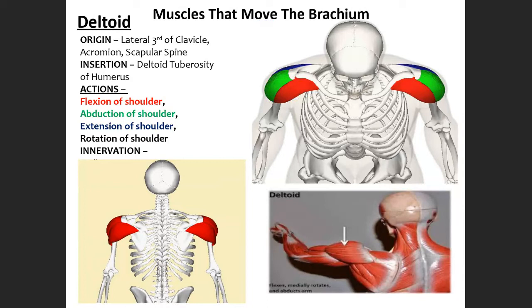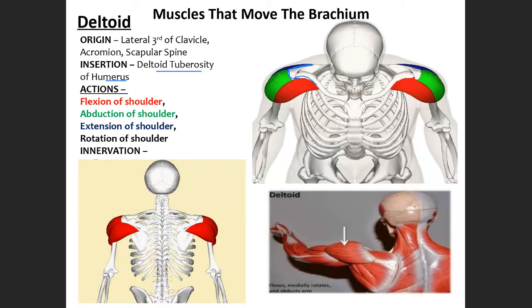It's going to originate along the clavicle. You can see it in red. It's going to originate along the acromion in green. And in blue, it's going to originate along the spine of the scapula. And all of these 3 are going to insert at that deltoid tuberosity of the humerus that I showed you when we were looking at the humerus anatomy.